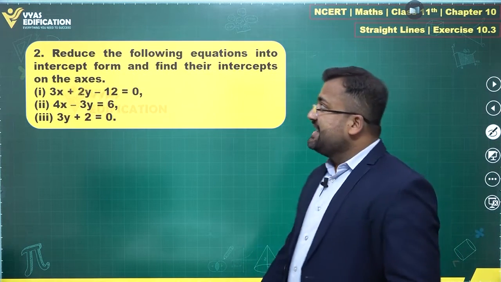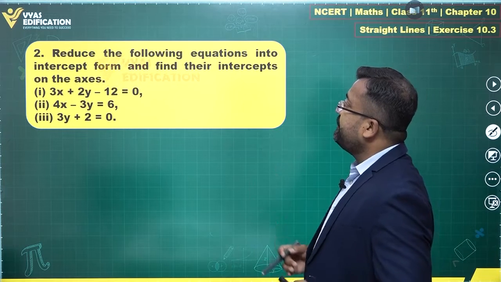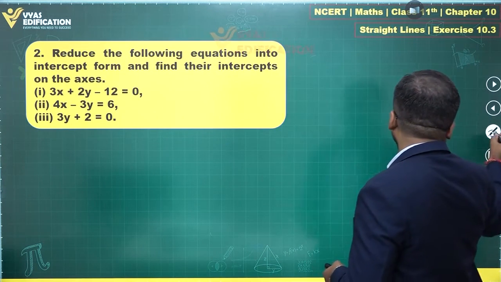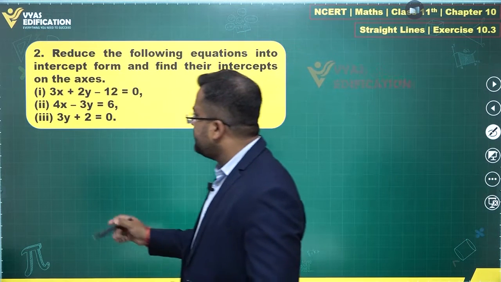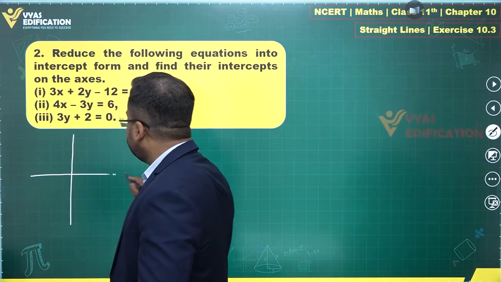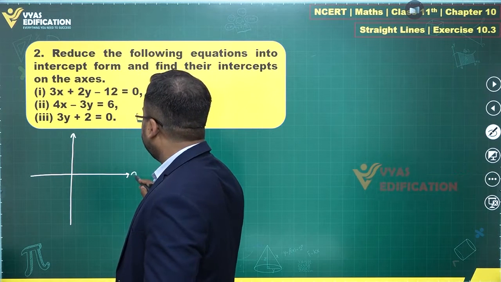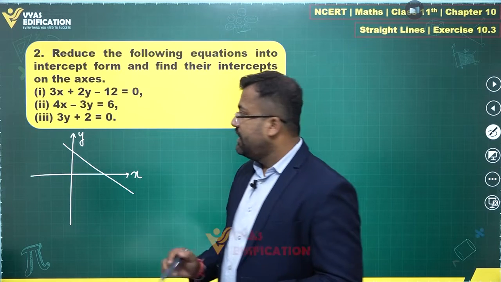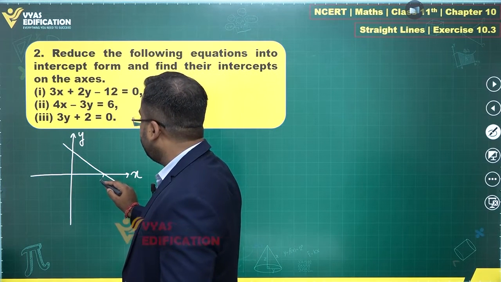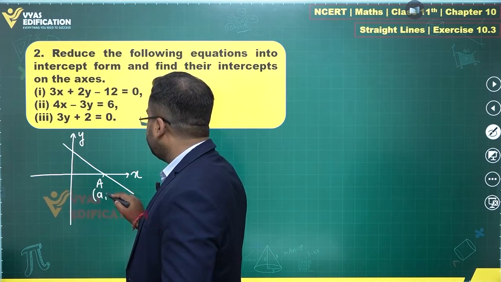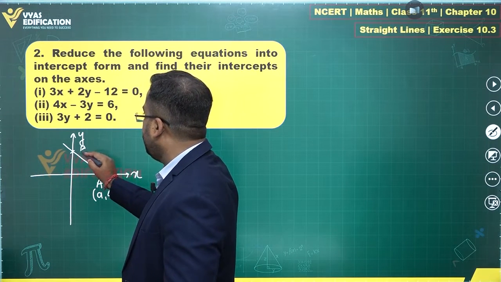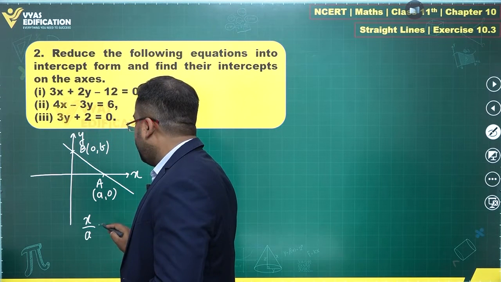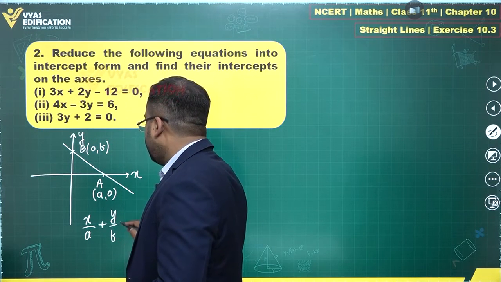The second question says that reduce the following equations into intercept form and find the intercepts on the axes. Now, what is the intercept form first of all? So intercept form looks something like this. Let's suppose this is x-axis and this is y-axis, and we have this kind of a line. If this is the x-intercept, point A having coordinates a comma 0, and this is point B having coordinates 0 comma b, then the equation becomes x upon a plus y upon b is equal to 1.